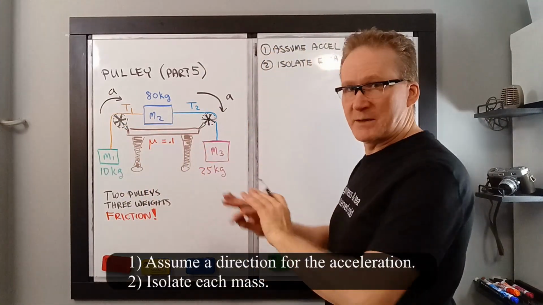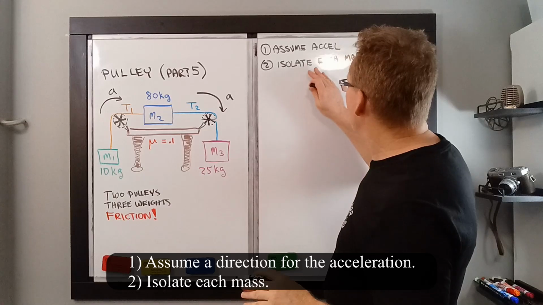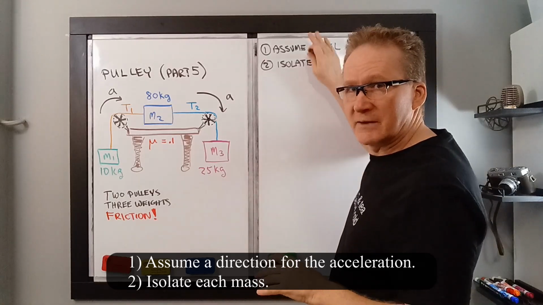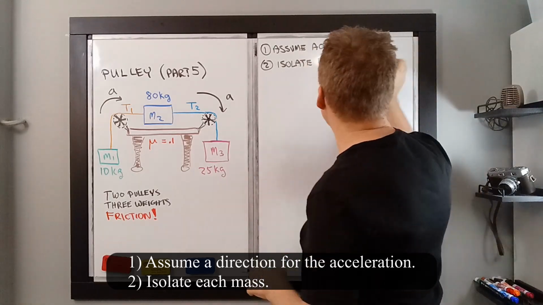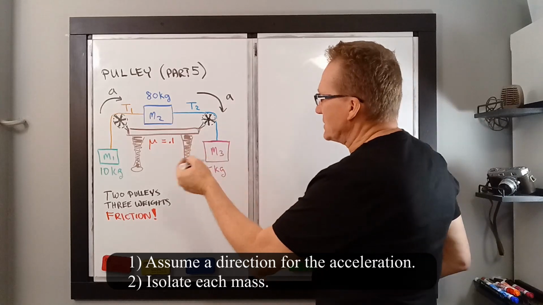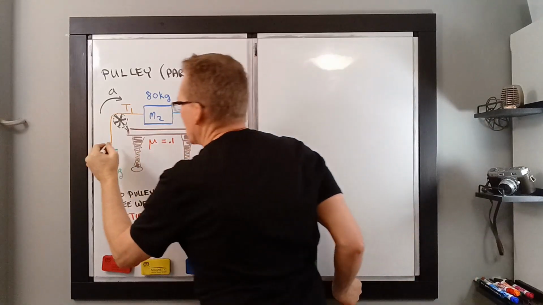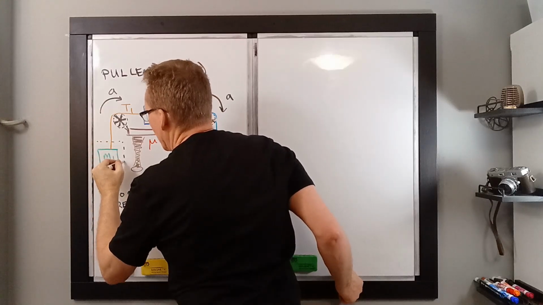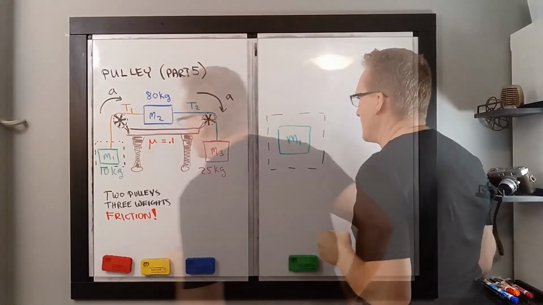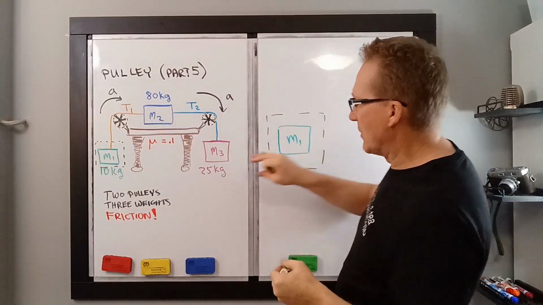Now what we do is the same thing we've done for all of our other problems. We isolate each mass. Now that I've done this, I'm going to erase these up here. We may need this space. So we're going to isolate each individual mass and create an equation of motion for that one. So we're going to start off with this one over here. Draw a little box around that, like that. Here's our green box. M1, 10 kilograms.